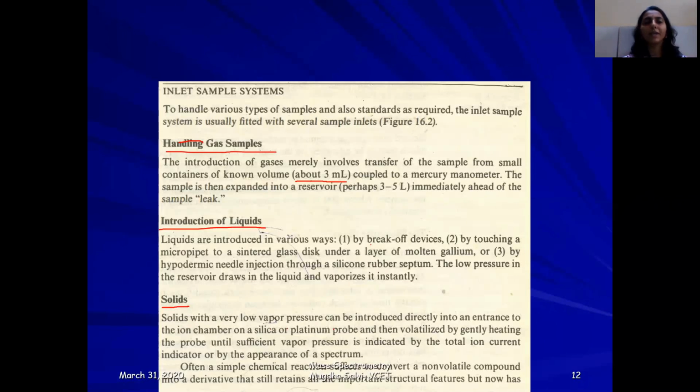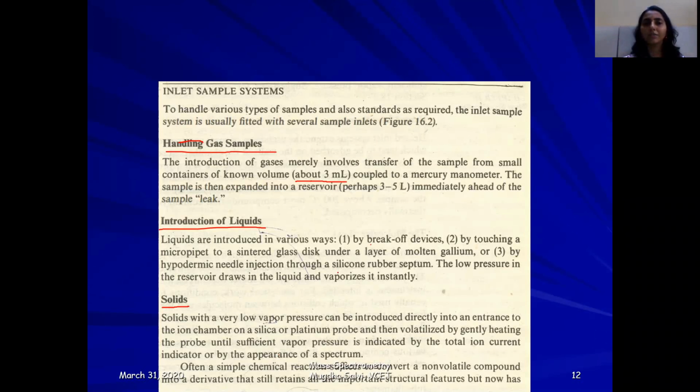The third type of sample to be introduced is solids. So solids with very low vapor pressure can be introduced directly into an entrance to the ion chamber onto a silica or platinum probe. But if the sample does not have a low vapor pressure, then you have to first convert it into vapors and then transfer it to the ion chamber. So this is the inlet sample system.